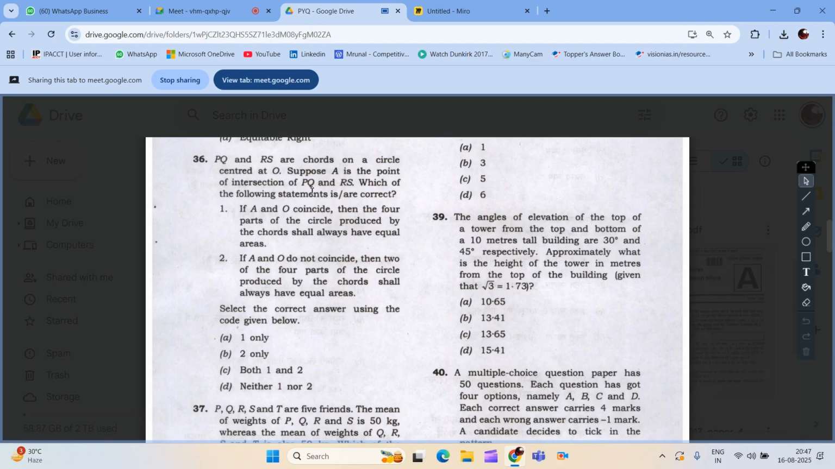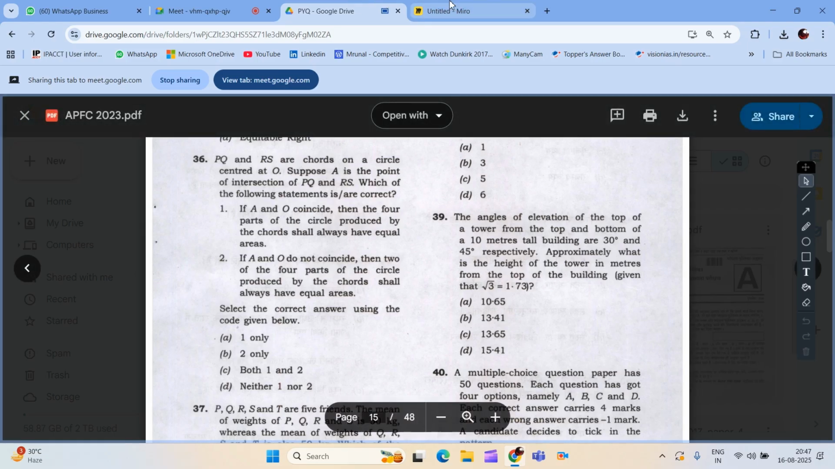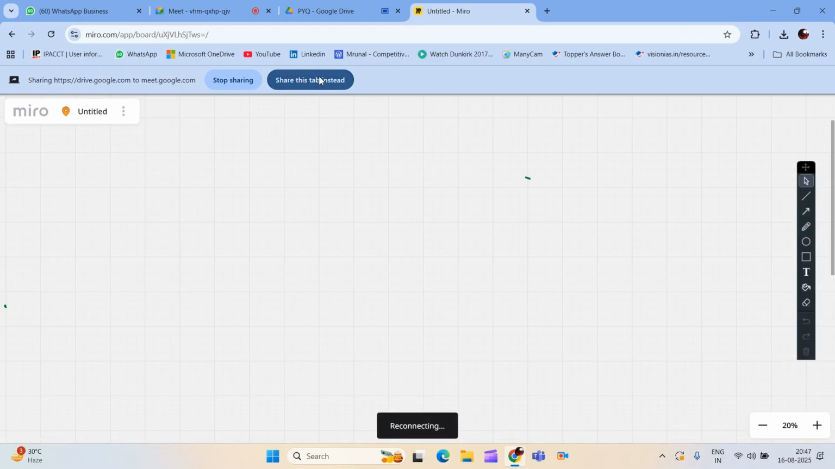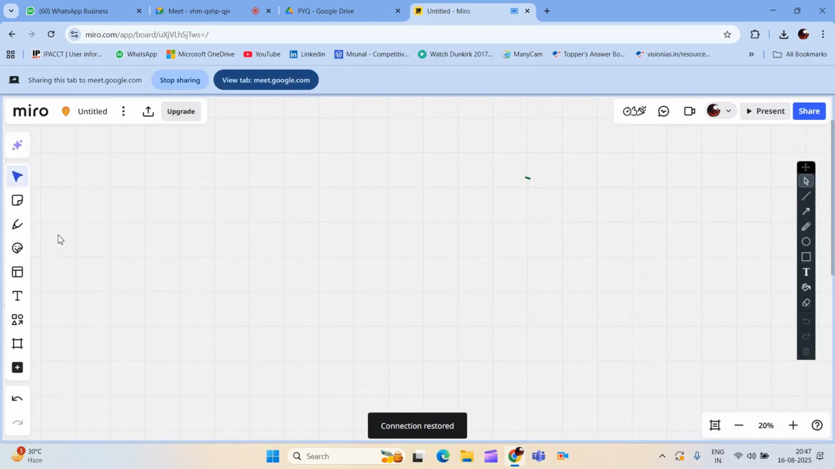If A and O coincide, then the four parts of the circle produced by the chords shall always have equal area. Now, judging from the question paper, this is question number 36. Judging from the question, let me tell you two things here. You can see the whiteboard here.